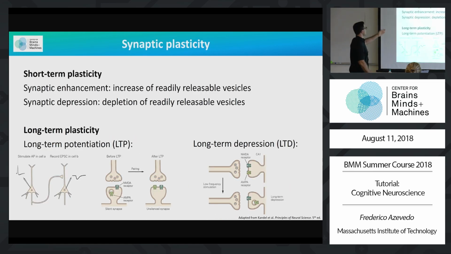And so what I just showed you was short-term plasticity, basically synaptic enhancement and synaptic depression, but you also have long-term plasticity. The idea is the same, but while in the first one you are playing with the release of vesicles, here you are changing more structural configurations of the cell. For instance, for long-term potentiation, you can change the number of AMPA receptors. Basically, you increase the number of AMPA receptors, and for long-term depression, you decrease it. And so by doing so, you can weaken or strengthen the synapse.